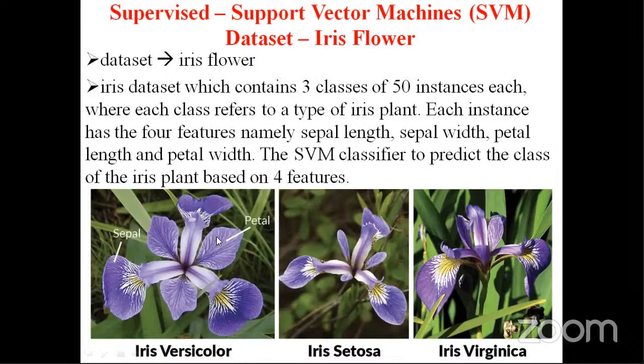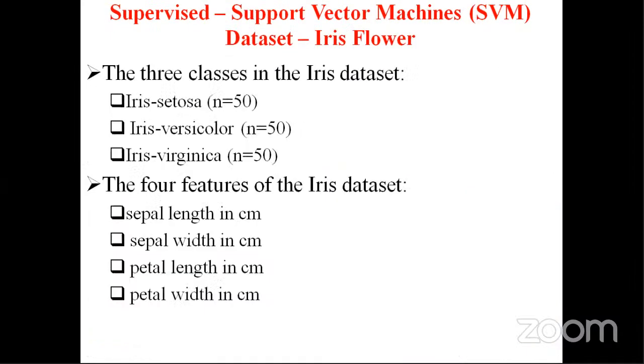And the data has 4 parameters. 4 features are there, the input parameters. These are the 3 output classes. 3 classes are there, and with respect to each class we have around 50 data. The 4 features are there with the iris dataset.